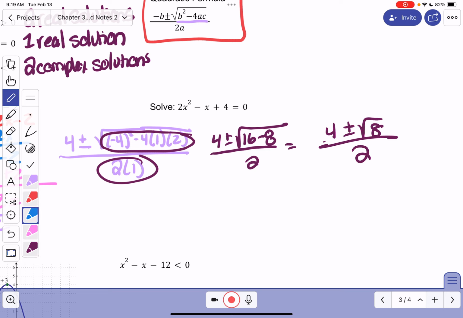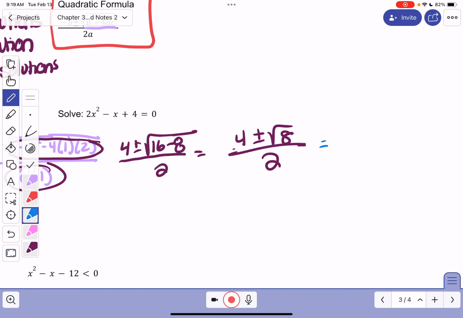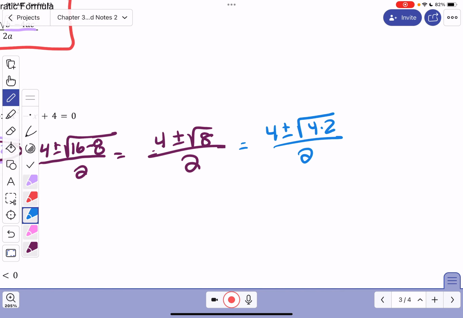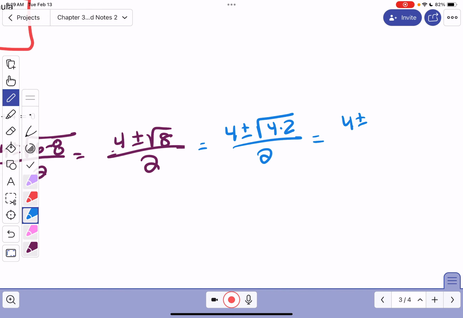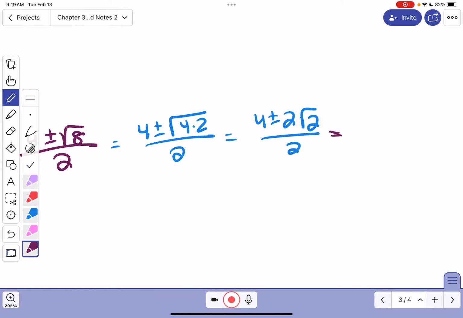And now I'm going to simplify that. So 8 is 4 times 2. The square root of 4 is 2, leaving the other 2 inside. And then I reduce. 4 divided by 2 is 2. 2 divided by 2 is 1. Those would be my 2 real answers, 2 plus or minus root 2.